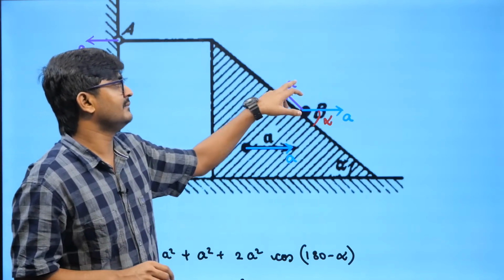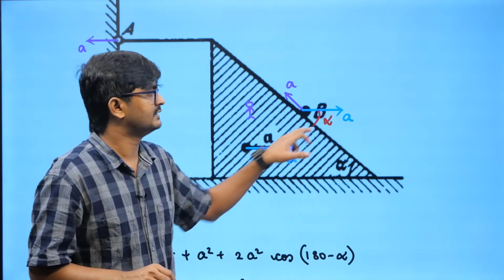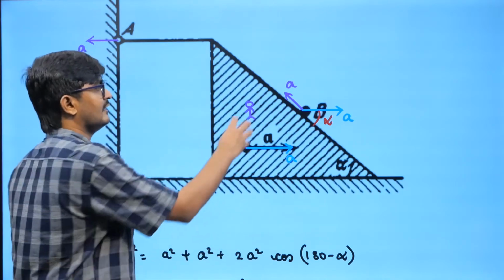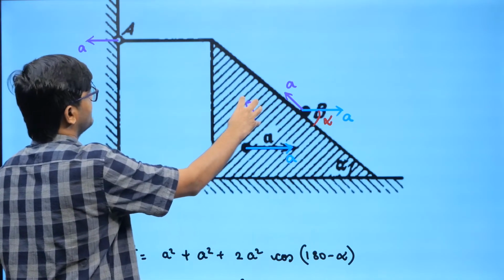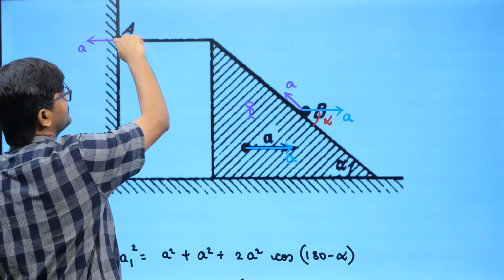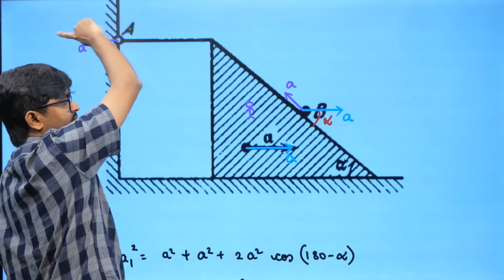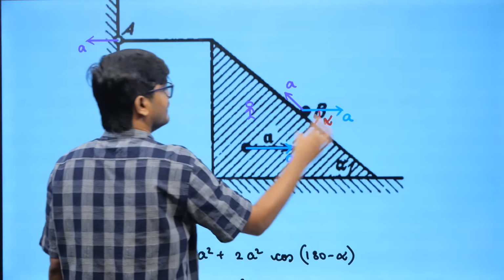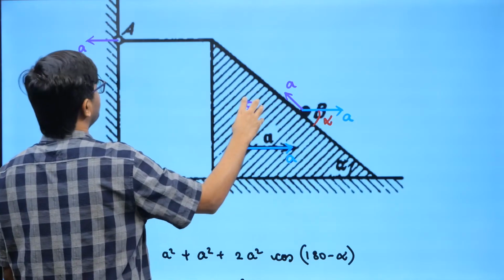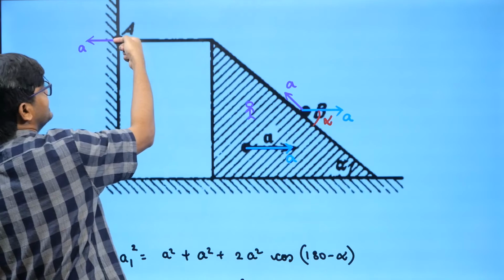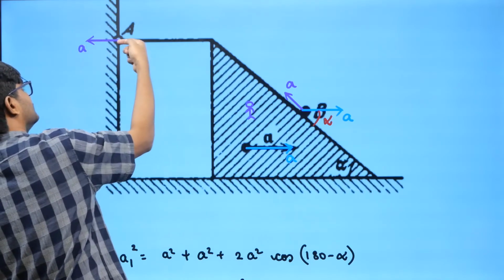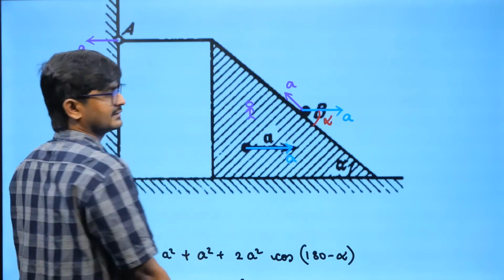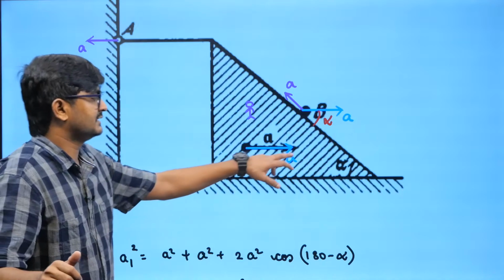Now I assumed the acceleration of the wedge is a. My aim is to prove this other one is also going to be a. For that, I will observe from the wedge. If I am observing from the wedge, the wedge will be at rest, but the wall will be moving with acceleration small a. So this point will be moving with acceleration a, and then this will be moving with acceleration a in the upward direction, right? So what I assumed, this acceleration is a.